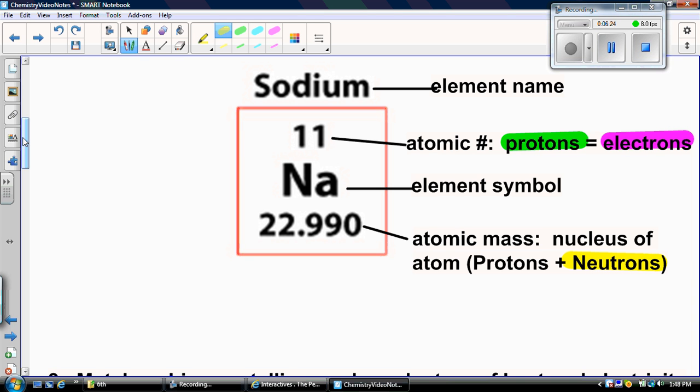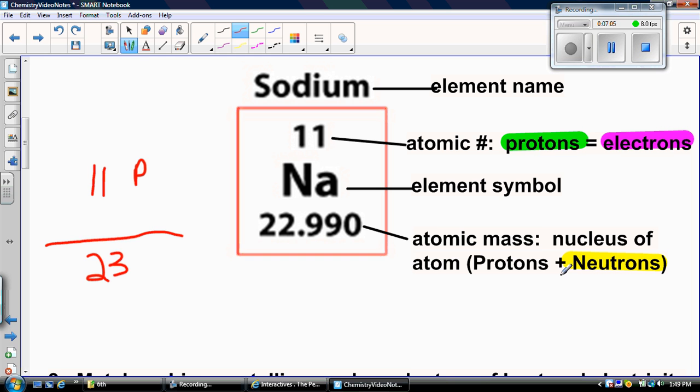Okay. So the atomic mass is the number of protons plus neutrons. So if you know the number of protons from the atomic number, 11, then you can tell me how many neutrons sodium has. Okay, so let's take a look at that for a minute. If you know that sodium has 11 protons, and you know the atomic mass, and when we do this, we always round. So 22.9 would round up to 23. So the atomic mass is 23.